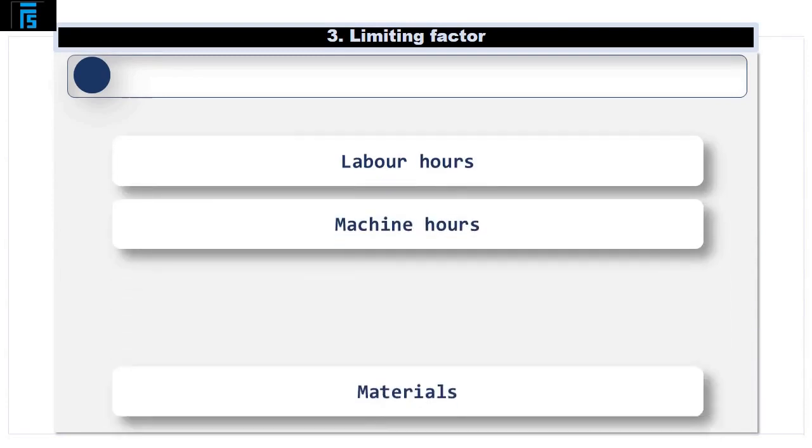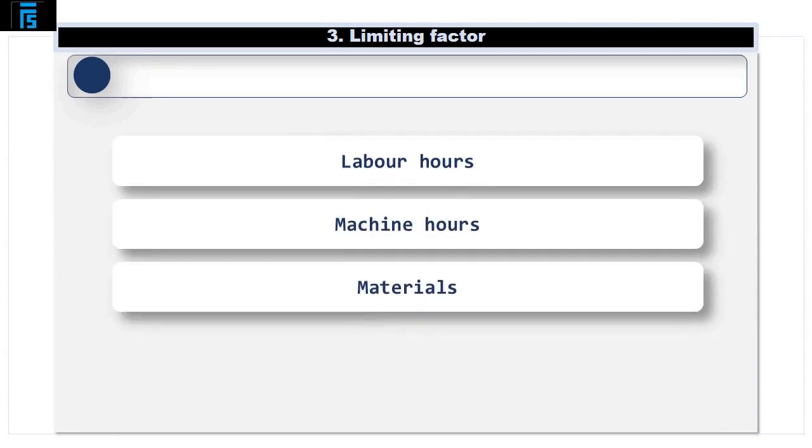The main types of resources that could be scarce or limited are labour hours, machine hours, or materials. It is possible that more than one of these is in short supply, but this cannot be dealt with using limiting factor analysis. Instead, you would need to use linear programming, which is covered on another video. This video will therefore focus on what happens when just one resource is scarce, either labour hours, machine hours, or a single material used within the production process.